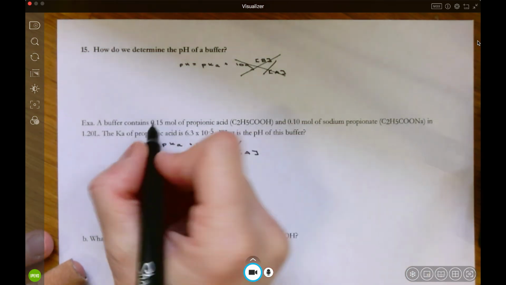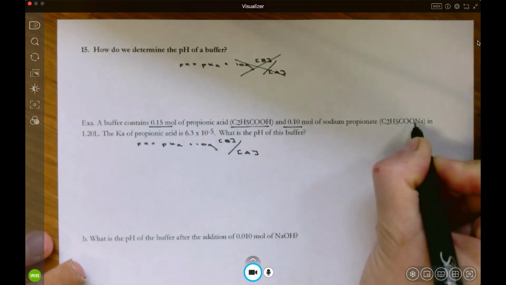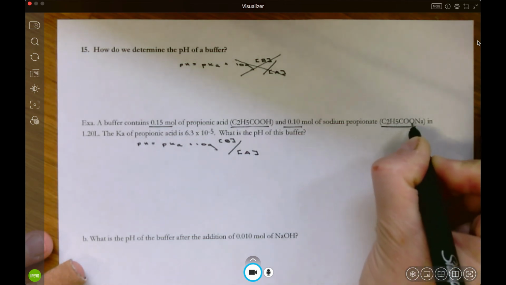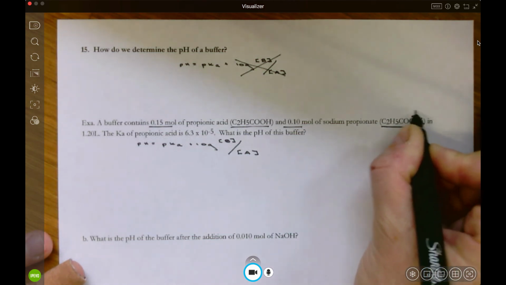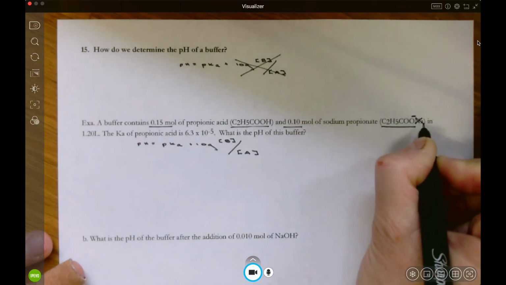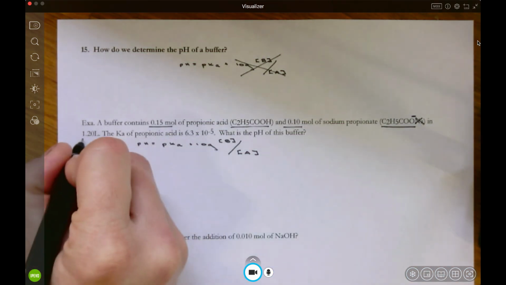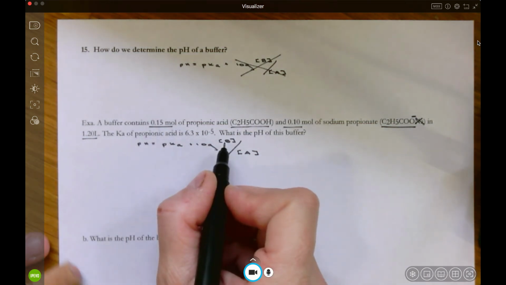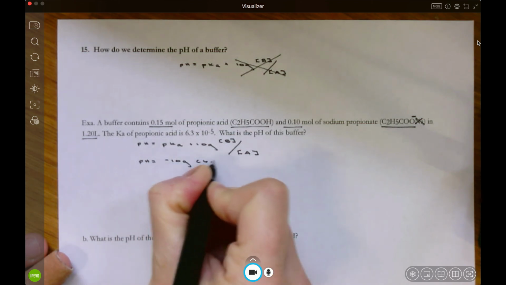Okay, I know my moles of my acid. I know my moles of my base. Keep in mind here, this C2H5COO minus is my base. They just switched the order of this. Don't let that freak you out. The Na came from a strong base. That's why I ignore it. And I know my initial volume. So I can figure out the concentration of each of these and plug them in, along with my Ka value, which was given to me.